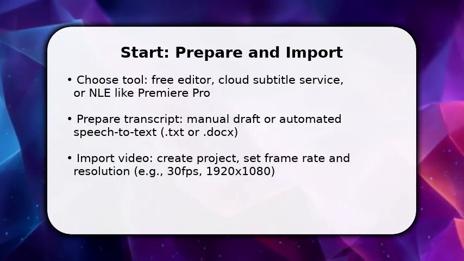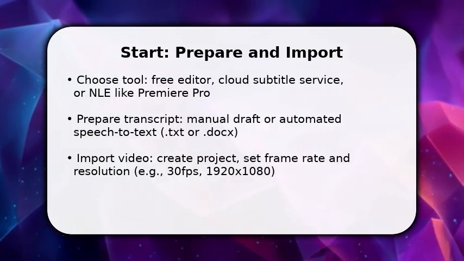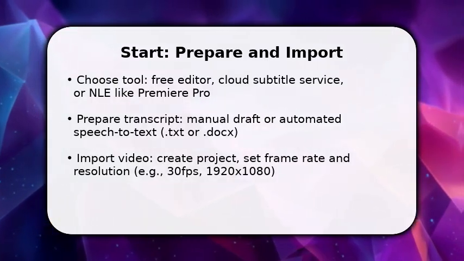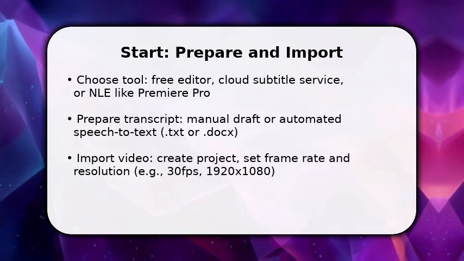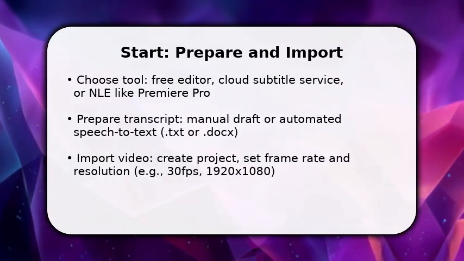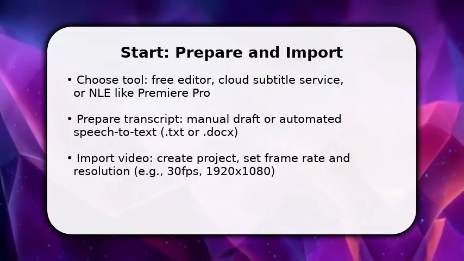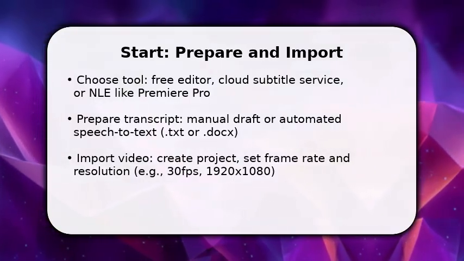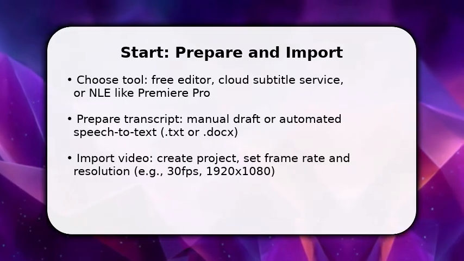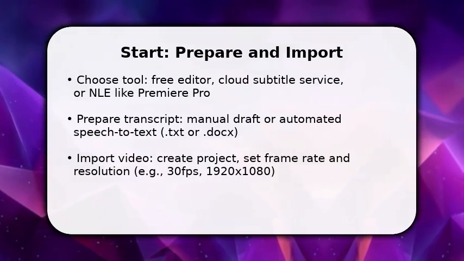You begin by choosing a subtitle workflow that fits your time and budget. Pick an editor or cloud service. Once chosen, load your video into a new project and set frame rate and resolution so timings match. Next, add the transcript. Paste an automated STT output or your manual text so you don't type over video.